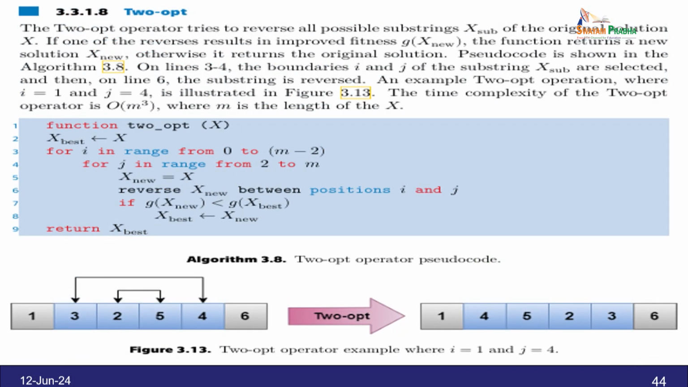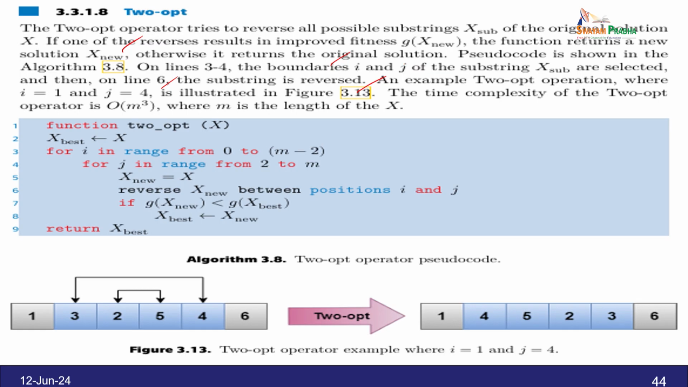Next, two-opt. The two-opt operator tries to reverse all the possible substrings x sub of the original solution x. If one of the reverses results in improved fitness g of x new, the function returns a new solution x new. Otherwise, it returns the original solution. Pseudocode is shown in the algorithm. On lines 3 to 4, the boundaries i and j of the substring x sub are selected, and then on line 6, the substring is reversed. An example two-opt operation where i equals 1 and j equals 4 is illustrated in figure 3.13. The time complexity of the two-opt operator is of the order of m cubed, where m is the length of x.